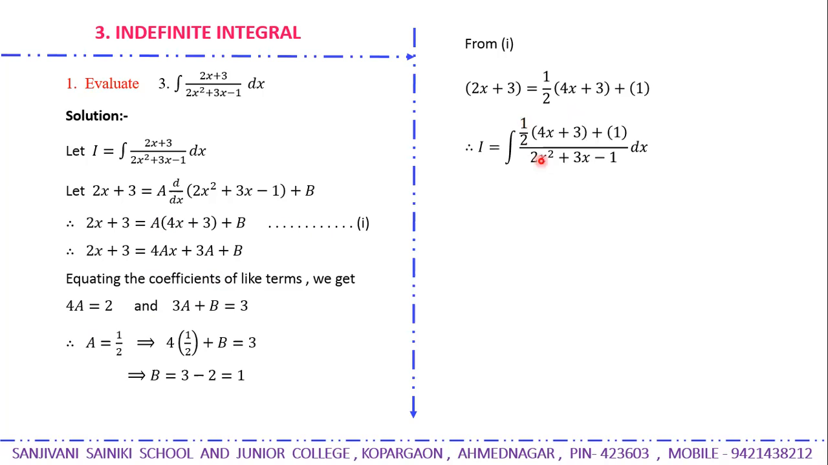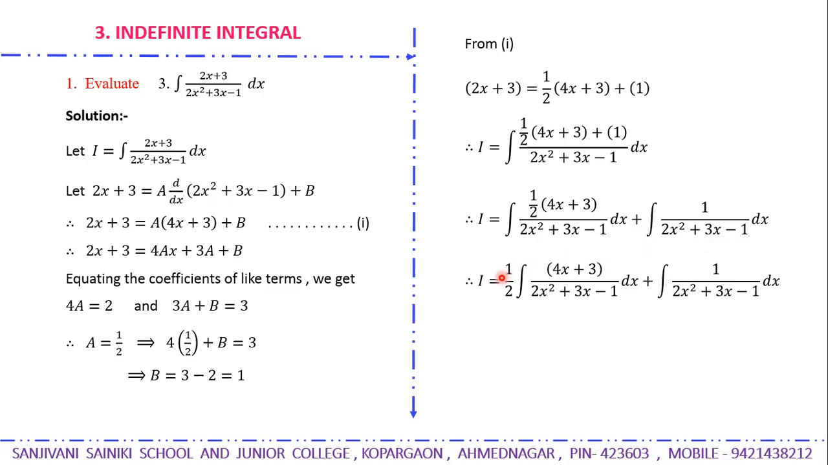Our integral becomes 1 upon 2 (4x plus 3) plus 1, upon 2x square plus 3x minus 1, dx. Therefore, I is equal to integration of 1 upon 2 (4x plus 3) upon 2x square plus 3x minus 1 dx, plus integration of 1 upon 2x square plus 3x minus 1. So, I is equal to 1 upon 2 into f dash of x upon f of x. Call this as I1 and this as I2. So 1 upon 2 I1 plus I2.